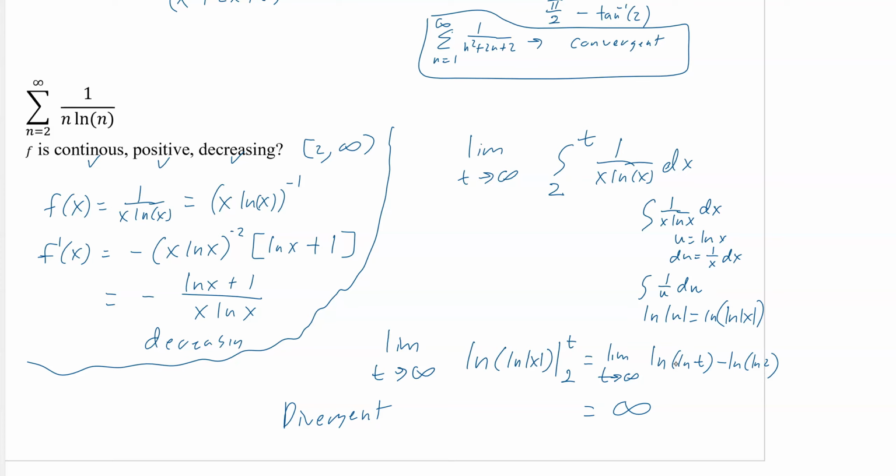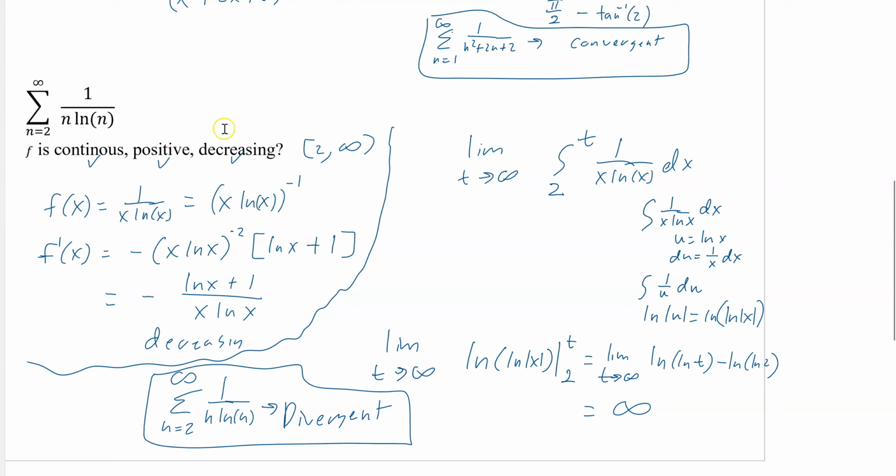We're not done, huh? So that means our sum from n equals 2 to infinity of 1 over n ln of n is divergent by the integral test. So it's because it hit the continuous positive decreasing. If the integral is divergent, then so is this. Because again, this is going to be an overestimate of our integral.